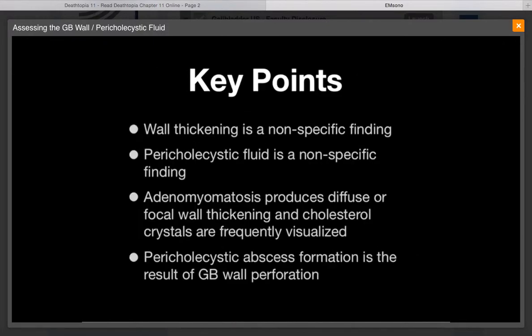So let's review the key points before concluding. Wall thickening is a nonspecific finding. Pericholecystic fluid is a nonspecific finding and can be due to biliary as well as non-biliary causes. Adenomyomatosis produces diffuse or focal wall thickening, and cholesterol crystals are frequently visualized. And lastly, pericholecystic abscess formation is the result of gallbladder wall perforation.